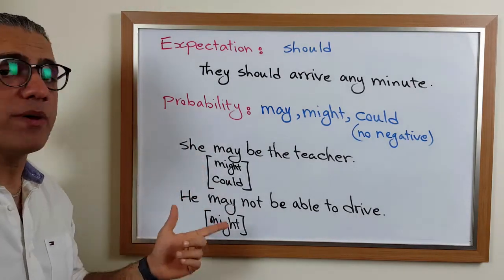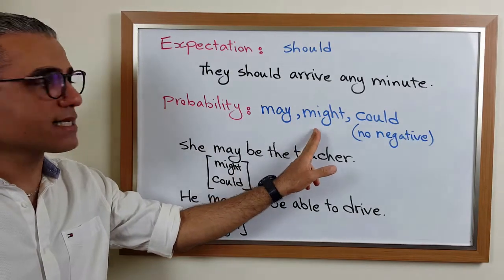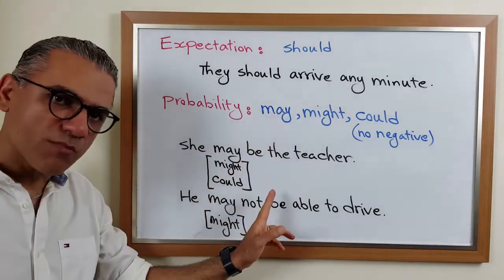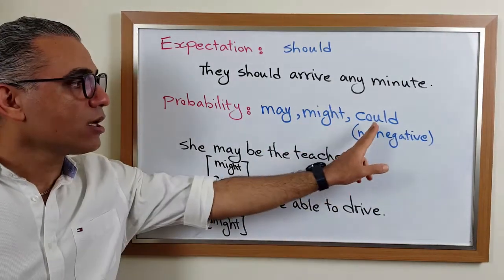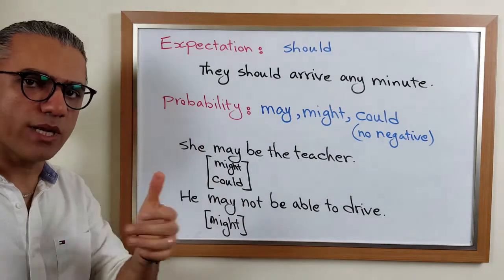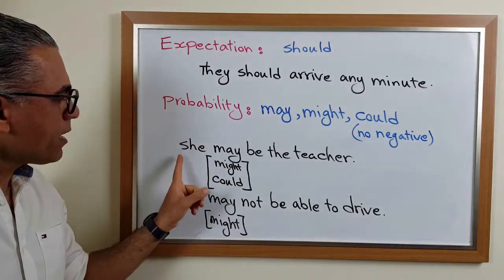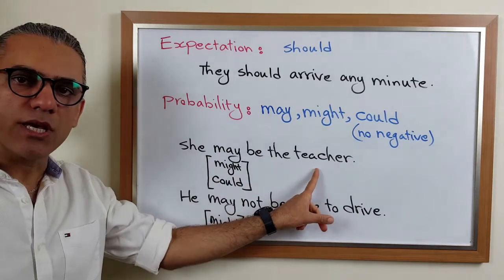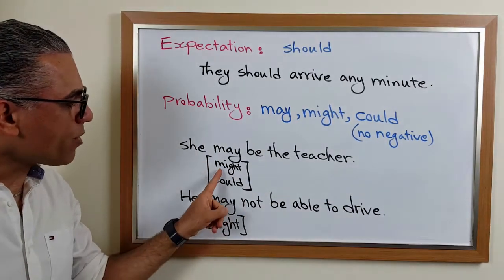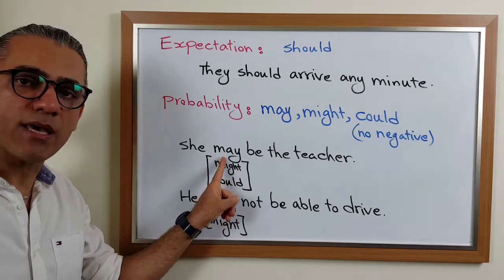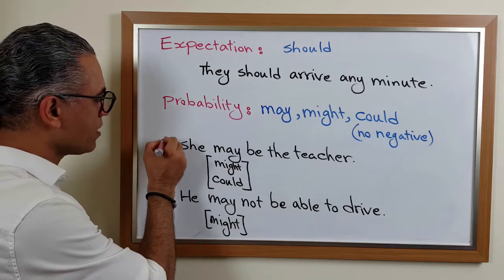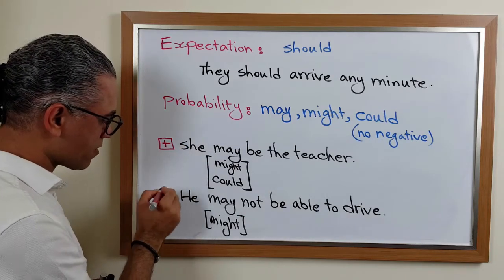Another function is probability. We use may, might, and could for probability. But remember, we use may and may not, could and could not, but only could. We cannot use couldn't to express probability. Let me give you an example. She may be the teacher. It means it is probable that she's the teacher. We could use might and could instead of may because this is a positive sentence. This is a positive sentence and this is a negative one.